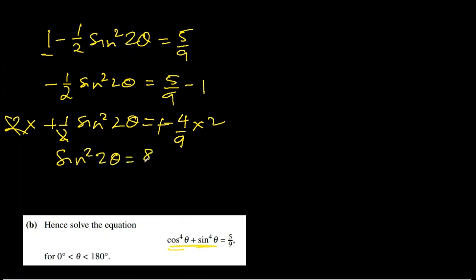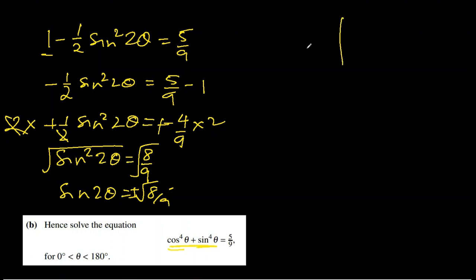Let's bring 1 to the right side. Half sine square 2 theta equal to 5 over 9 minus 1. So half sine square 2 theta will become minus 4 over 9. Both sides are negative. Let's cancel that out and make them positive. And then multiply this by 2, multiply this by 2, so that this 2 cancels out. Sine square 2 theta equal to 8 over 9. Let's take the square root of both sides. Sine 2 theta equal to plus and minus square root of 8 over 9.